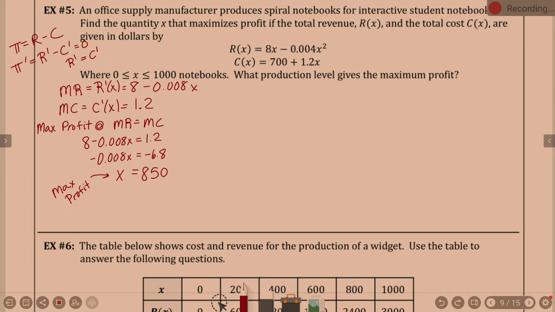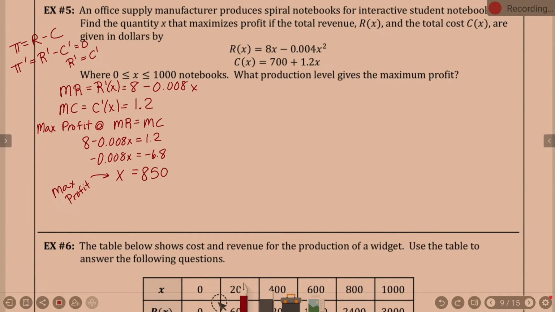How would you do it if you went the other way? Because you would have done it this way? Yeah. Something like that, yeah. I mean, your profit equation would have been revenue minus cost. So 8x minus 4 thousandths x squared minus the 700 and minus the 1.2x. Then you take the derivative of that. So you'd have 8 minus the 8 thousandths x minus 1.2. And then to maximize profit, you'd set it equal to 0 to look for the max. Okay. And you'd end up with the same equation then.